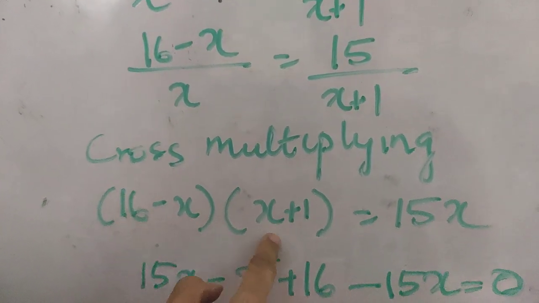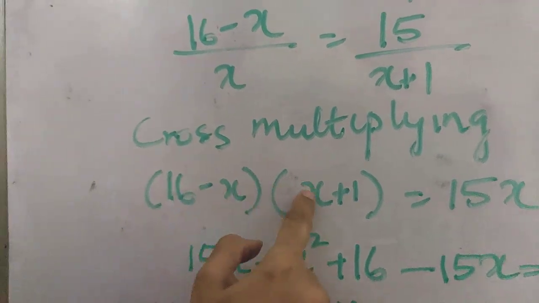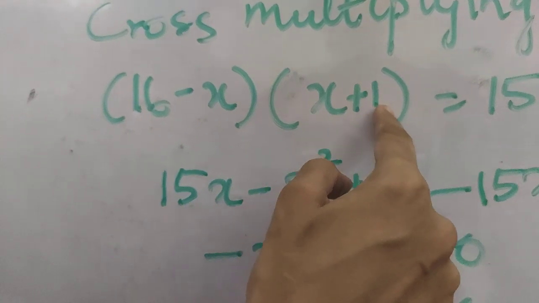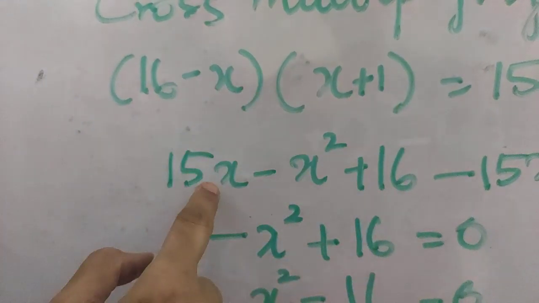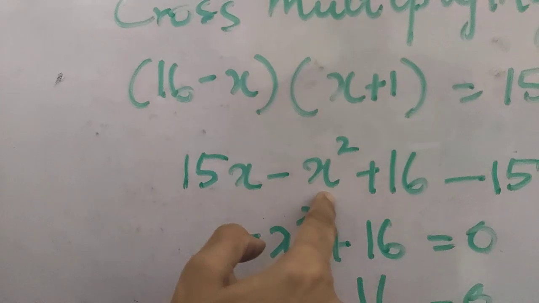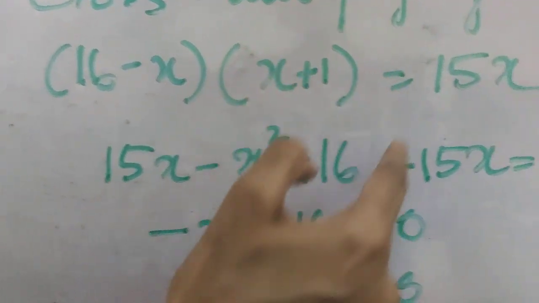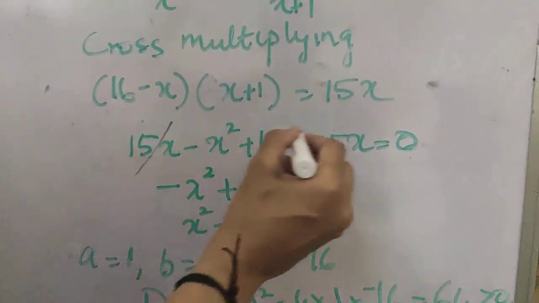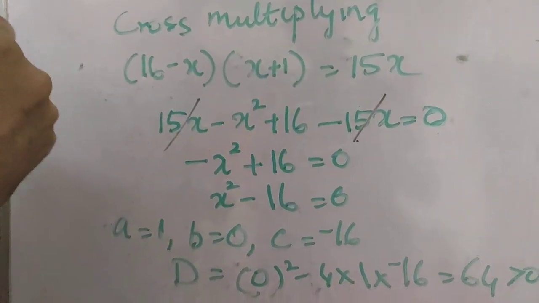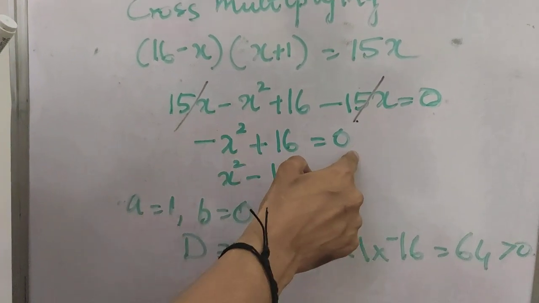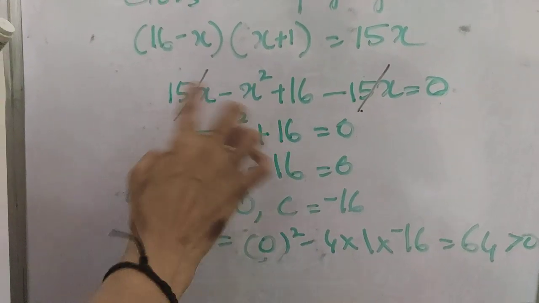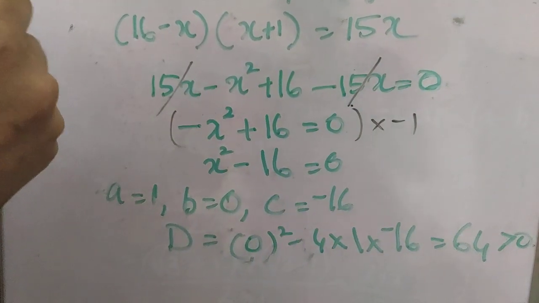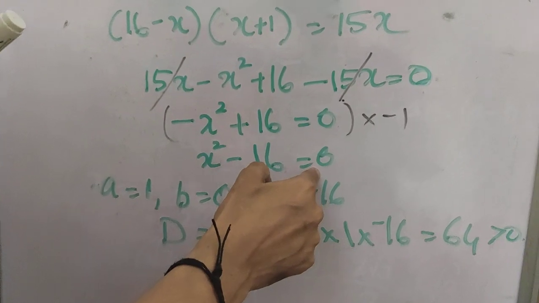Now it is nothing but binomial multiplication. 16x, 16 minus x square minus x. So this 16x and minus x will give you 15x minus x square, 16, and I am bringing this 15x here equal to 0. So what happens? 15x got cancelled, isn't it? So we are left with minus x square plus 16 equal to 0. I am just changing the sign by multiplying throughout by minus 1. So I get x square minus 16 equal to 0.